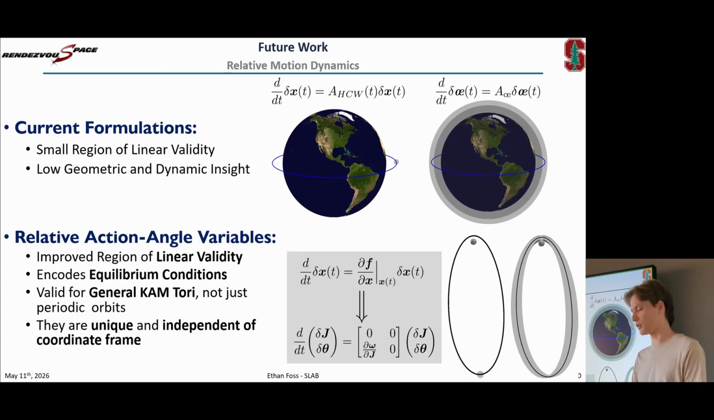Basically, in the results I showed earlier, we were leveraging only the first option. But if we wanted to generalize further to larger separations, then the second option will be obviously much more preferable. The other interesting thing about these variables is that they intrinsically encode equilibrium conditions. They're valid for general KAM tori, so that means we don't need a periodic orbit per se. We can introduce these variables for general KAM torus, and they are unique and independent of coordinate frame.